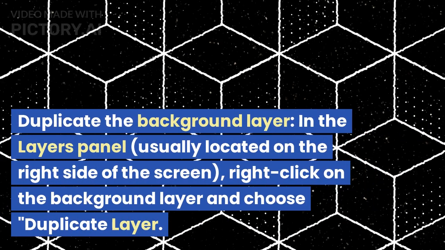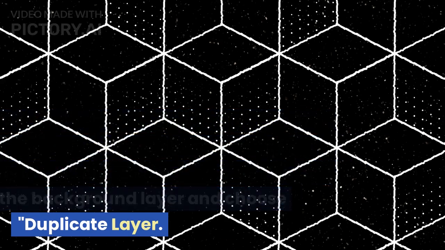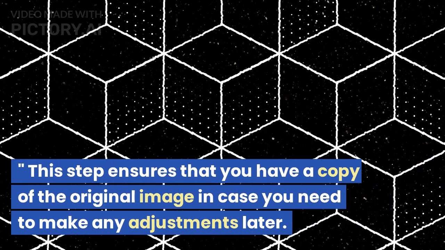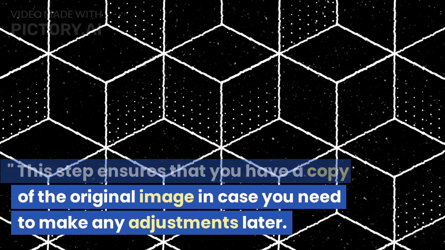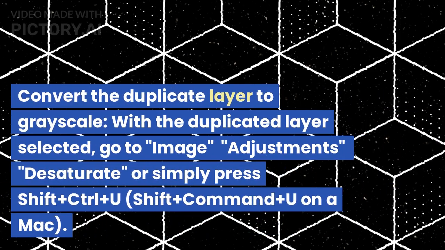Duplicate the background layer. In the Layers panel, usually located on the right side of the screen, right-click on the background layer and choose Duplicate Layer. This step ensures that you have a copy of the original image in case you need to make any adjustments later. Convert the duplicate layer to grayscale.